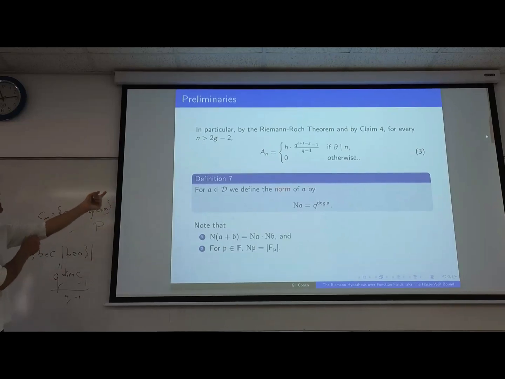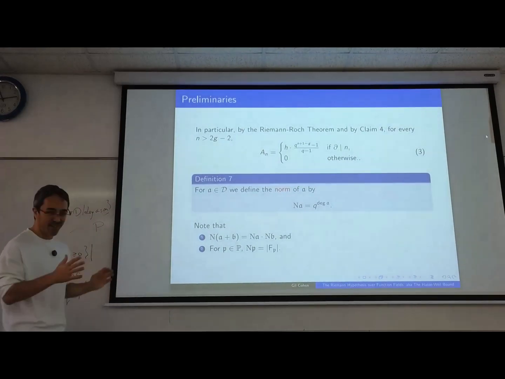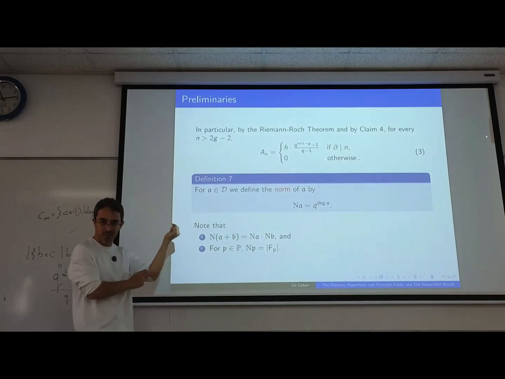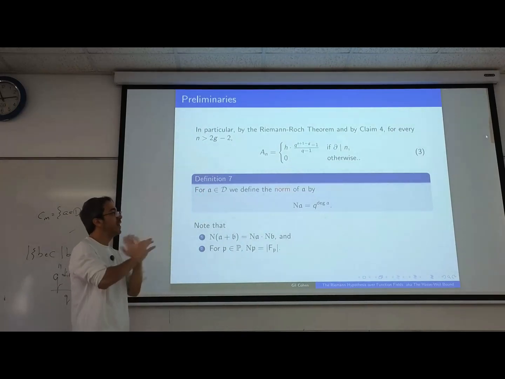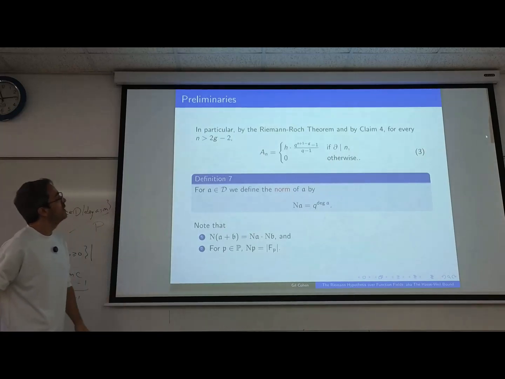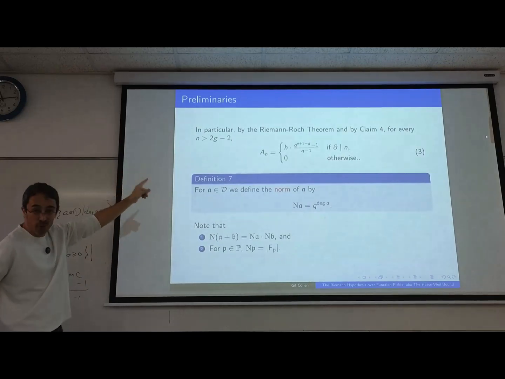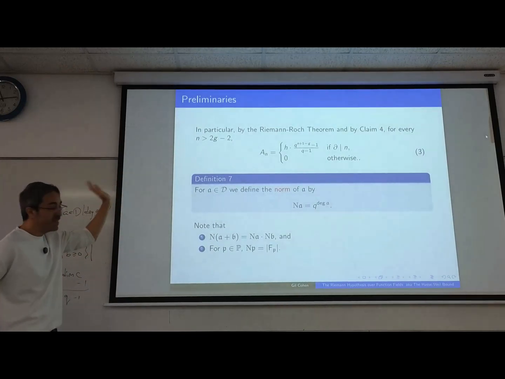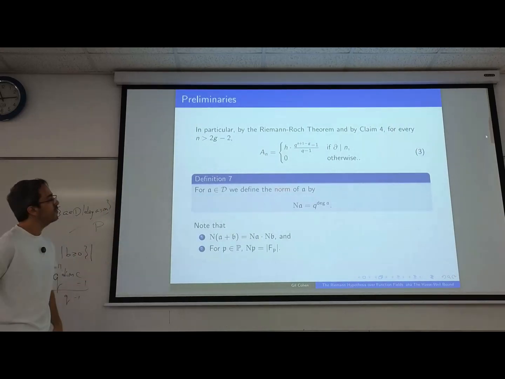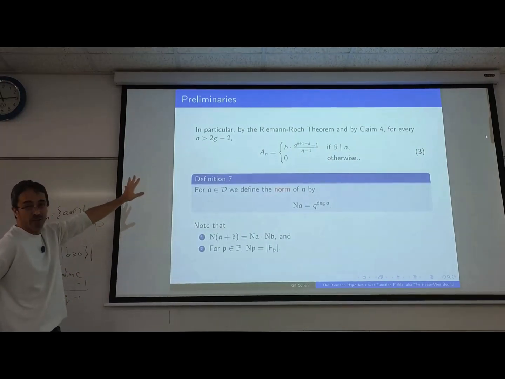So according to what we did, we know that A_n is either 0. It's mysterious, but not that mysterious. It's 0 when n is not a multiple of delta, because when you are not a multiple of delta, there are no divisors of that degree. When you are a multiple of delta, who knows? But when n is larger than 2g minus 2, we know that in this range the dimension is precisely the degree minus g plus 1, by Riemann-Roch. And so we can write A_n like that, at least for n larger than 2g minus 2.